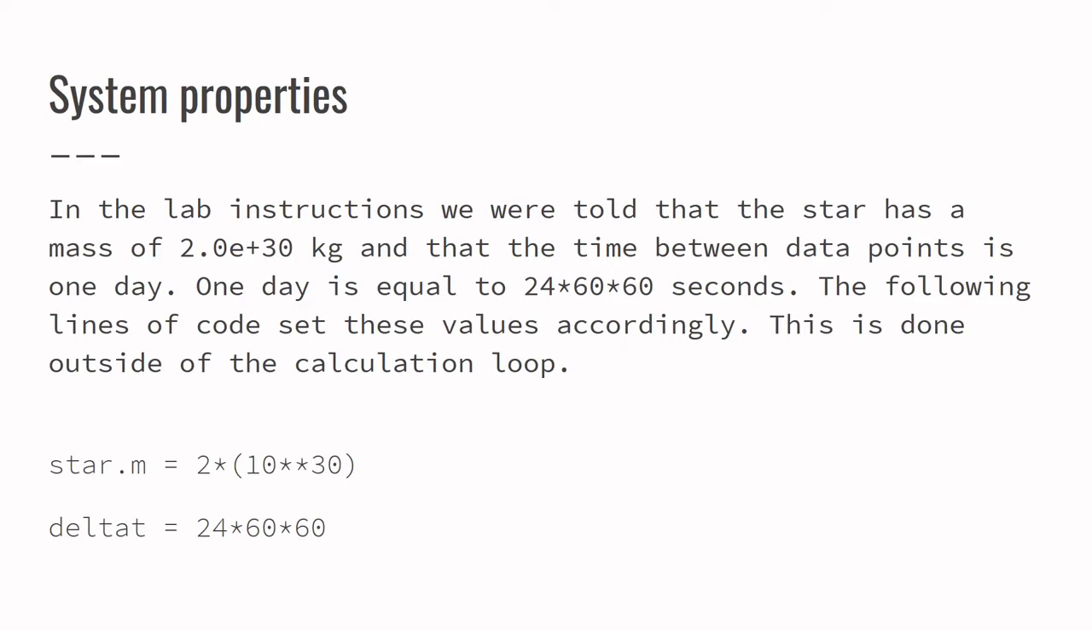So the first thing we do within our computer model is to input the system properties provided to us by the question. The first of which is the star's mass, and the second of which is the delta T used within the calculations. We're told that the star's mass is 2 times 10 to the 30 kilograms, and we know that the delta T is 1 day, which is equal to 24 times 60 squared seconds.